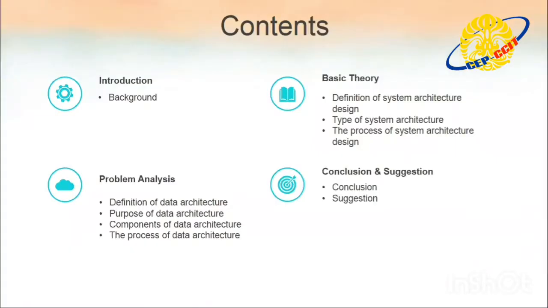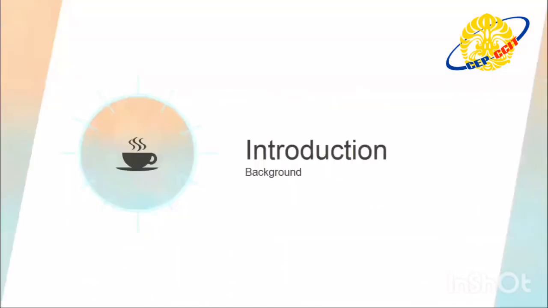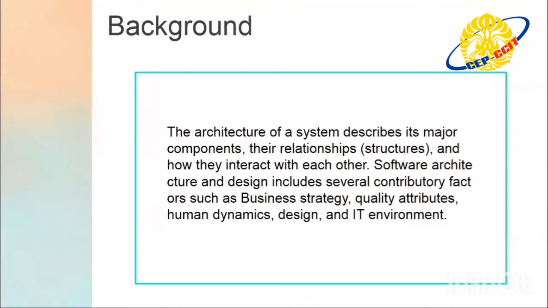This is the contents of the presentation. And then this is the background. The architecture of a system describes its major components, the relationships or structures, and how they interact with each other. Software architecture and design includes several contributory factors such as business strategy, quality attributes, human dynamics, design, and IT environment.